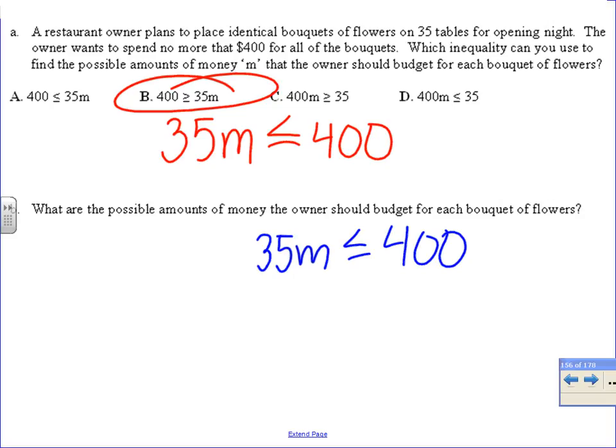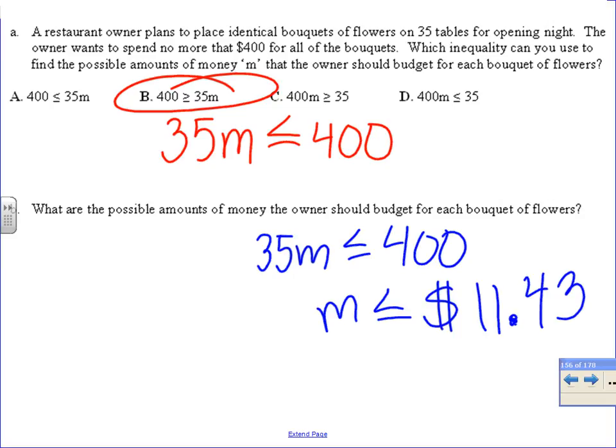Doing that by hand. Once you get it, put your hand up. Just want to see. Alyssa, what'd you get? Good, $11.43. So each bouquet can be no more than $11.43. Justin?